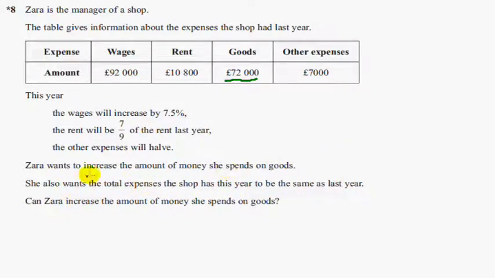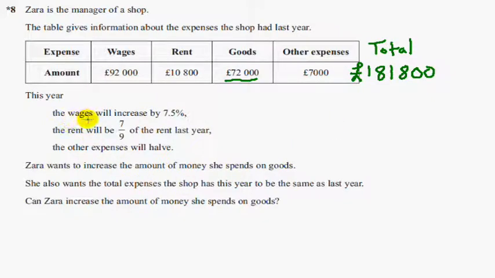So the total expenses last year is going to be 92,000, add 10,800, add 72,000, add 7,000. So that's the first thing I'm going to do. So 92,000, add 10,800, add 72,000, add 7,000, and that gives us a total of £181,800. So this is the total for last year.